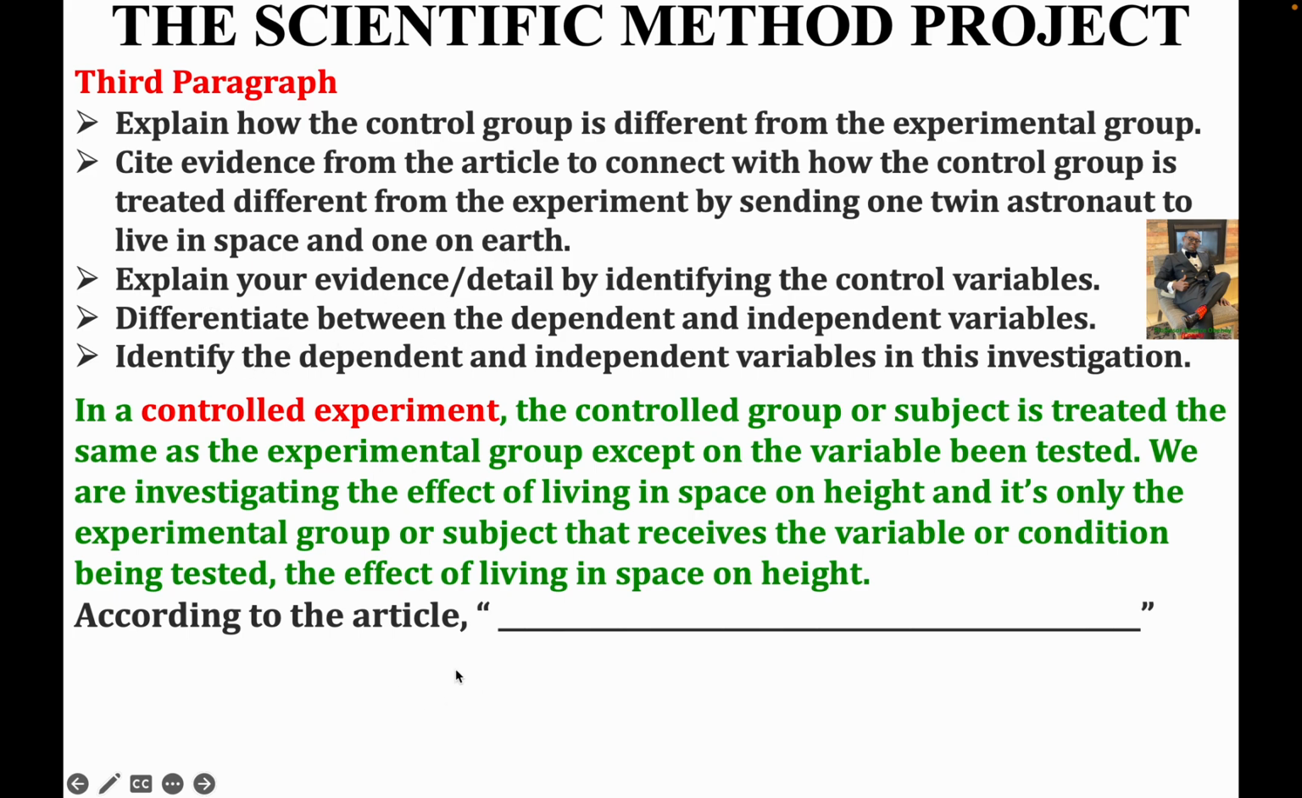Then also, after citing your evidence, you need to explain your evidence or your detail by identifying the control variables. Okay, you need to identify the control variable.